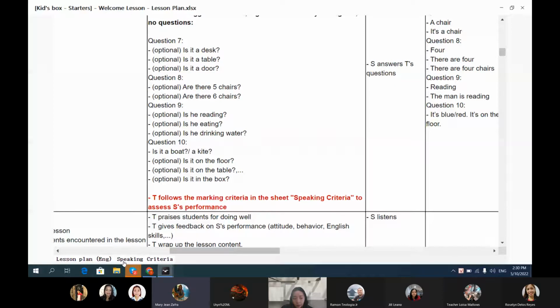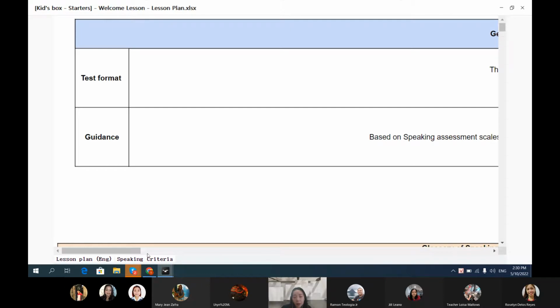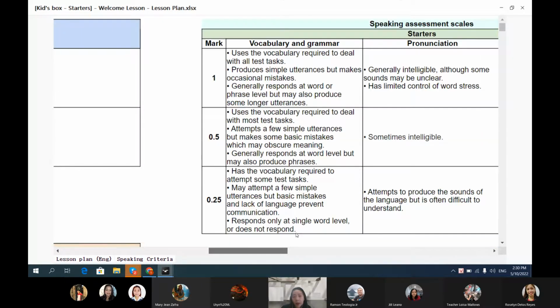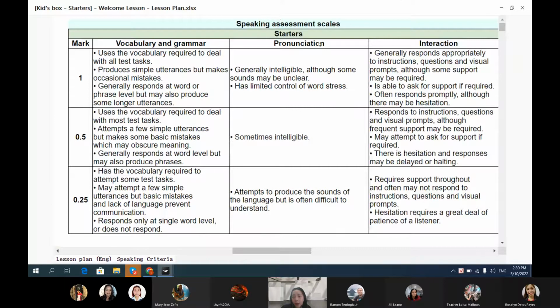Yes, ma'am. Okay, so remember one thing: the final lesson plan contains two pages. The first page is the lesson plan and the second page is the speaking criteria. You just need to click on it and it will turn to page number 2. For example, I will click it and it will turn to a different page containing the speaking assessment skill here for starters. You can see three categories that we have to base on to give the student a score. For example, here. All right.